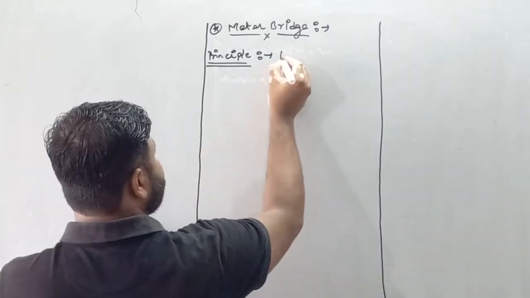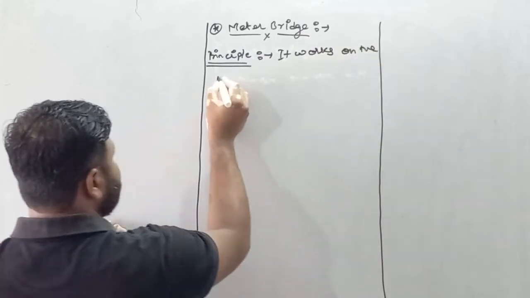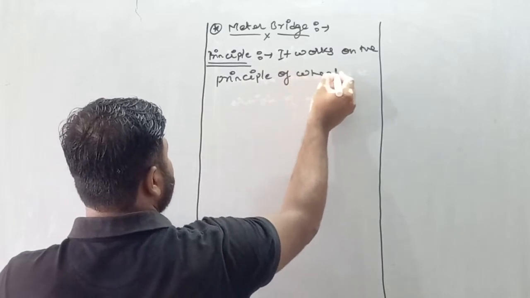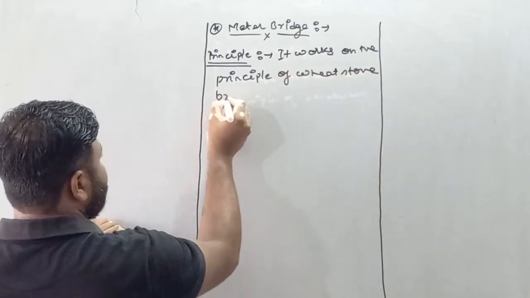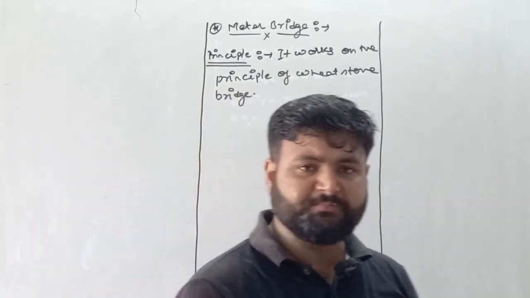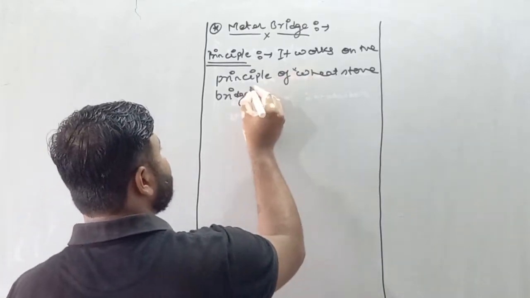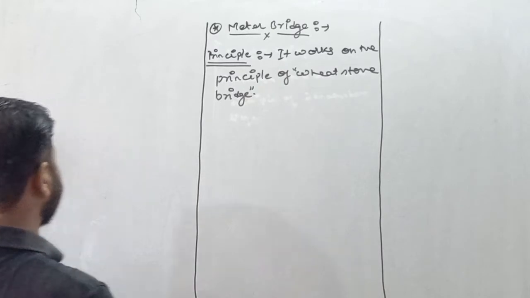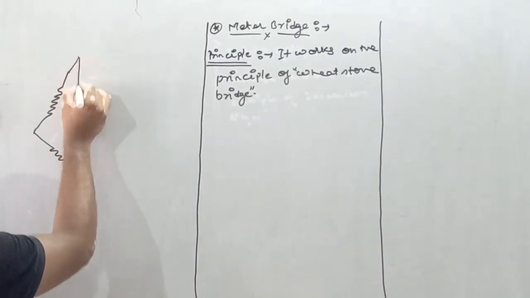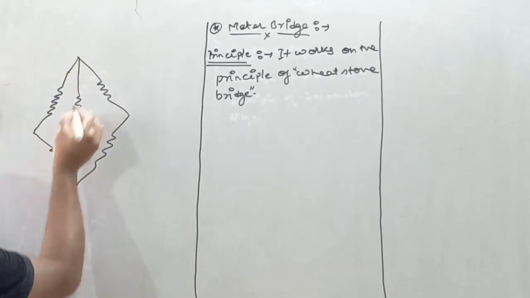So write down, it works on the principle of Wheatstone bridge. Basically, the meter bridge is nothing but a device working on the principle of the Wheatstone bridge. And if you are aware, a combination of 5 resistors is called a Wheatstone bridge. This is how a Wheatstone bridge looks.